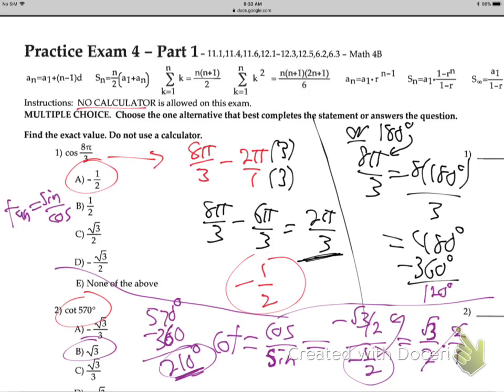Is that good for doing the trig angles? No calculator, just use your unit circle. Will we be able to have a unit circle? You've got to write it on your 3x5 card. Yeah, put that on your 3x5 card for the exam. No questions? Yeah, I'd make it one whole side of the 3x5 card.